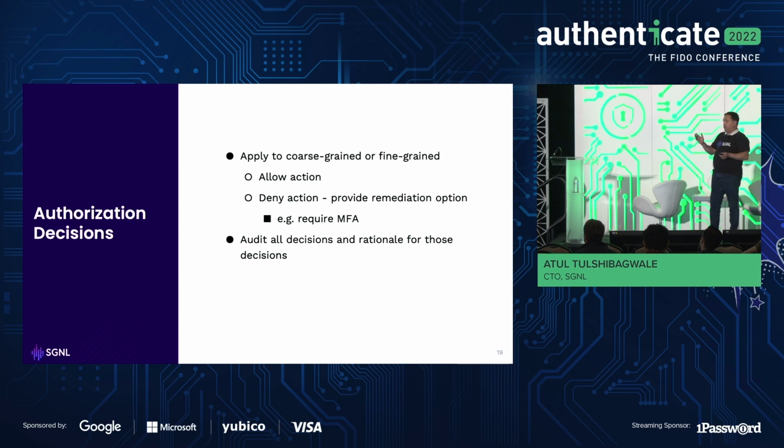So you can have coarse or fine grain decision making, and you can have actions that may support some sort of remediation. You can say, okay, you want to do this, it's fine. You just need to present a sort of multi-factor authentication at this point of time, right? So some of this becomes possible with something like JITAM.